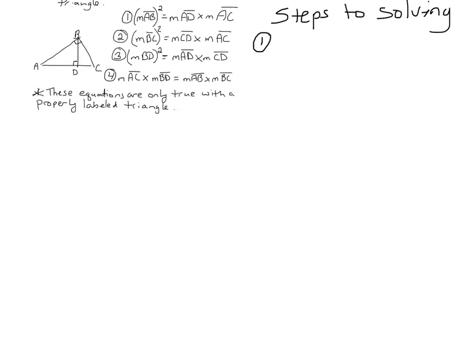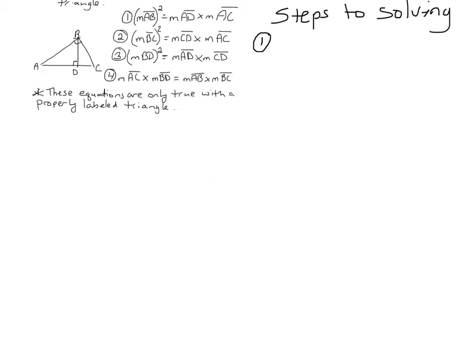Can anybody guess what the first one is? It has to do with my little asterisk that's down here. This one, what does it say? These equations are only true with a properly labeled triangle. So what do you think the first step is? Label the triangle. Okay. They're often going to give you a triangle that's not labeled this way.